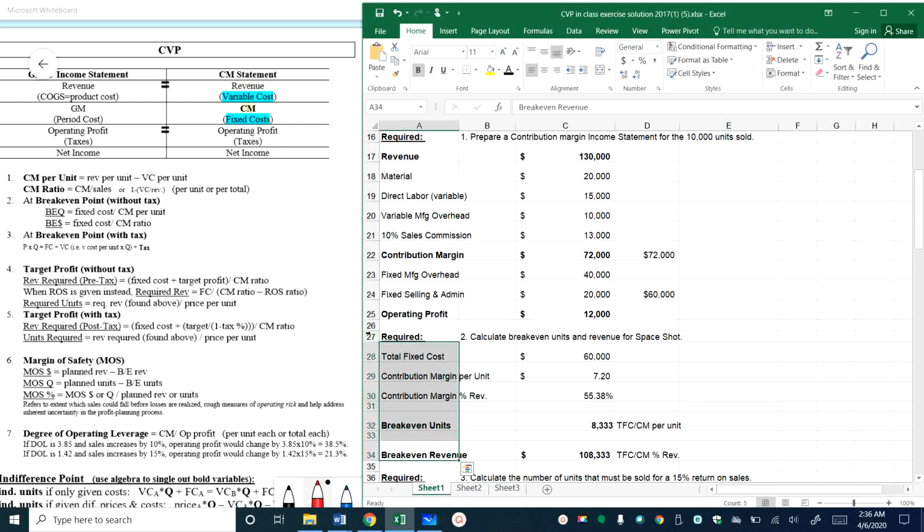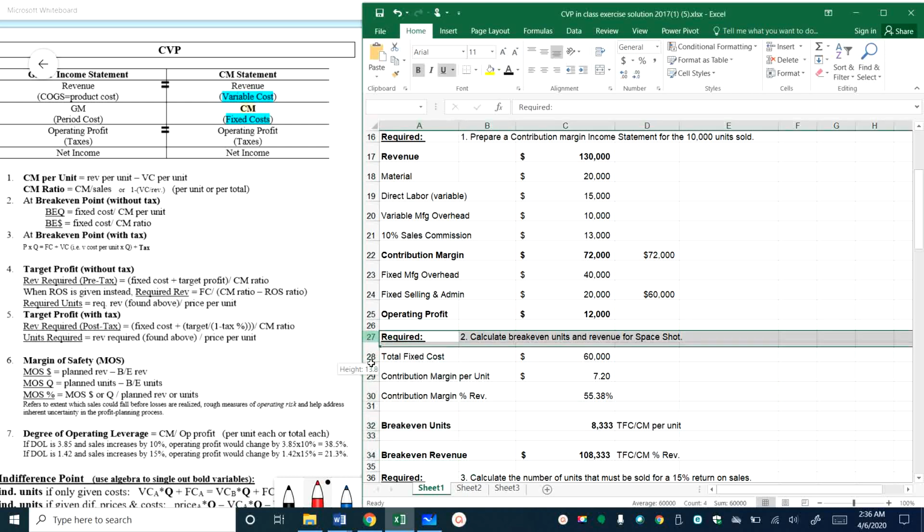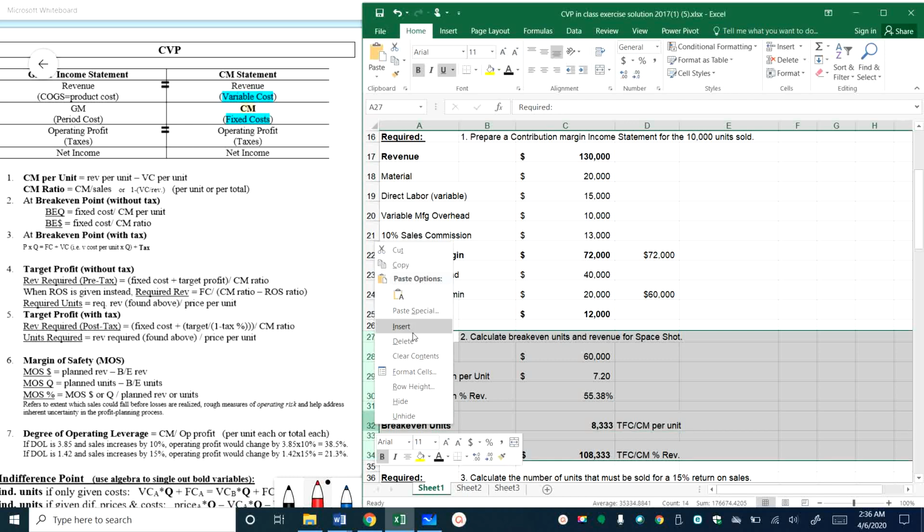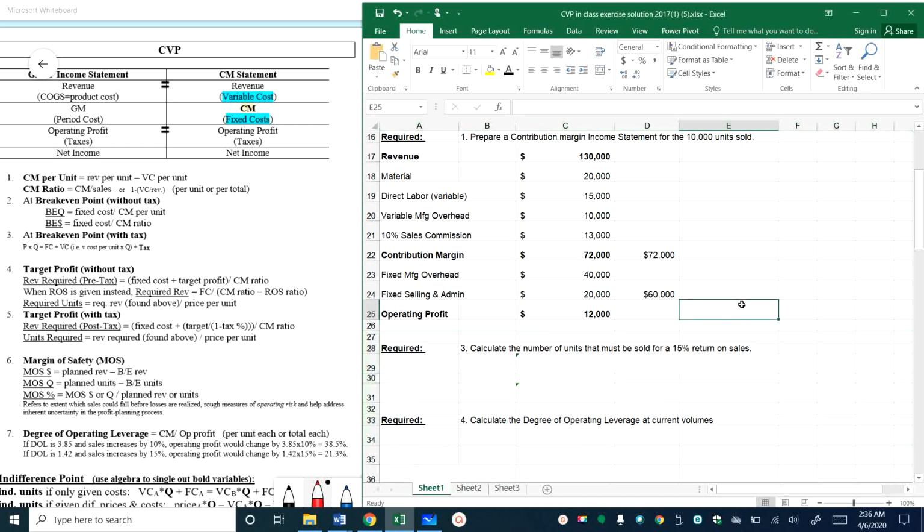Okay, so let me just delete this question. Now, with these same numbers, why don't you try to calculate the number of units that you'd have to sell to earn a 15% return on sales. Remember, we have target profits over here, a target profit for if it tells you the target profit, and a target profit for return on sales. So why don't you give it a go real quick?